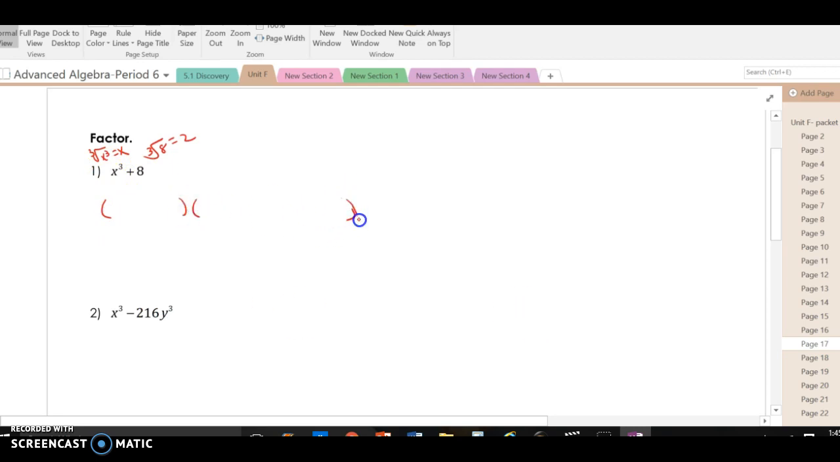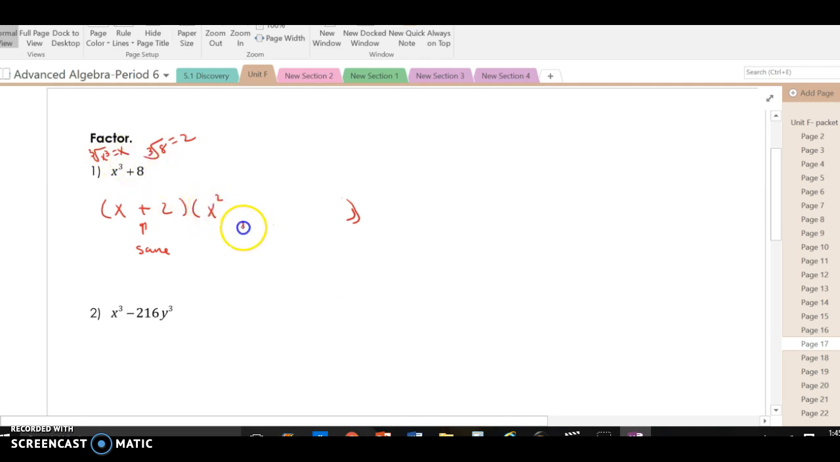So remember, whatever the cube root is, that goes here. So the cube root of x to the third is x. Remember, this is the same sign. So what are we doing here? We're adding, so it's x plus. Then what is the cube root of 8? 2.